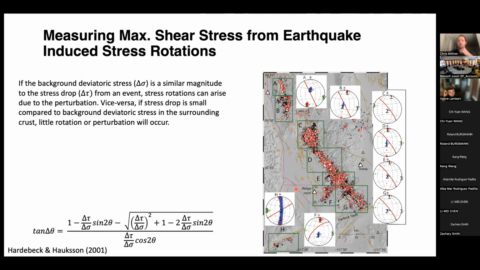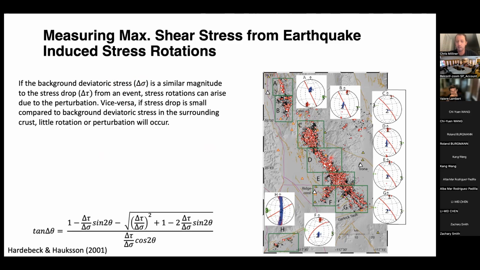What we can do is compare the orientation of the stresses that we estimate with those from aftershocks. The idea is that if the stress drop of the main shock event is fairly large compared to the deviatoric stresses in the crust, that stress drop will perturb the stress field and will induce a rotation. And if you can measure that rotation and make an assumption about the stress drop, you can then calculate the delta sigma, the maximum shear stress or the deviatoric stress magnitude. And that's the radius of a Mohr circle. So that's what we do.